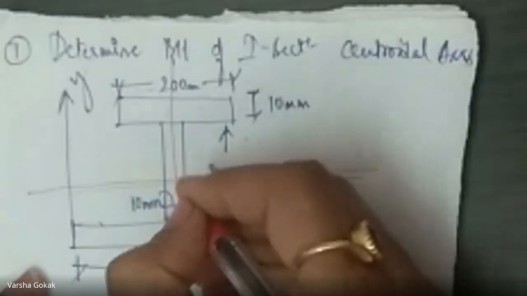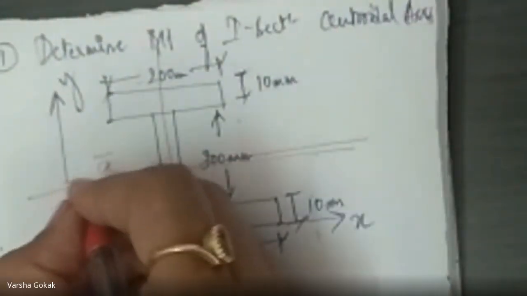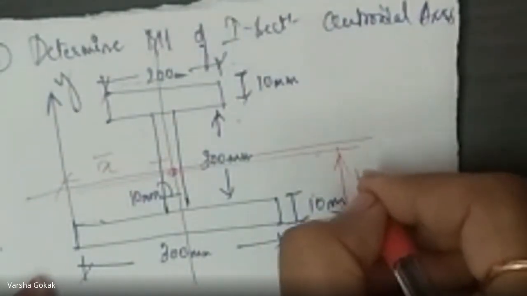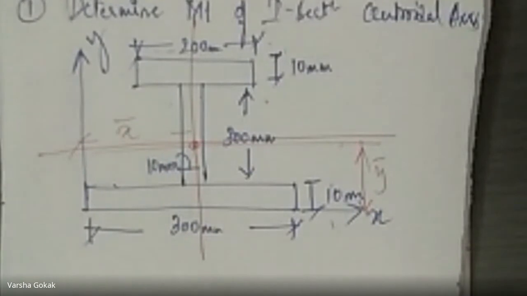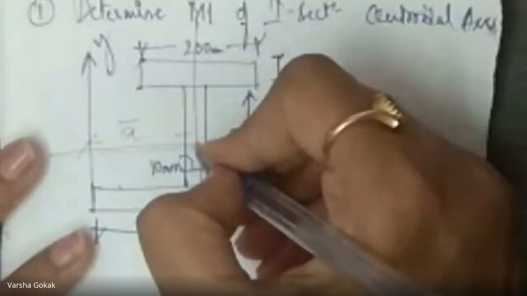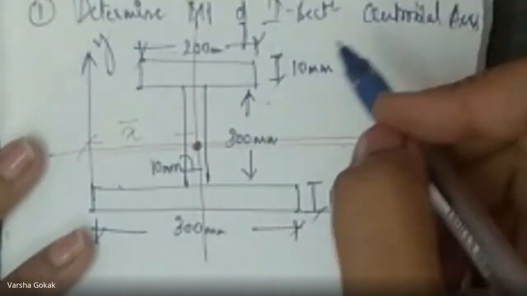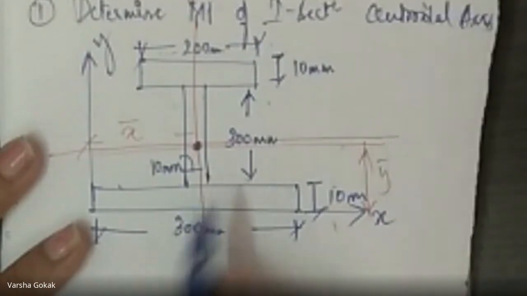Locate its CG means what? Entire figure CG. That means I need to find the X bar and I need to find the Y bar using the principles of centroid, and then I will go to moment of inertia. That's why I was telling, if you do not know how to find the CG, you will not understand how to find the MI, because CG is the first step of MI. So first I have to find CG.